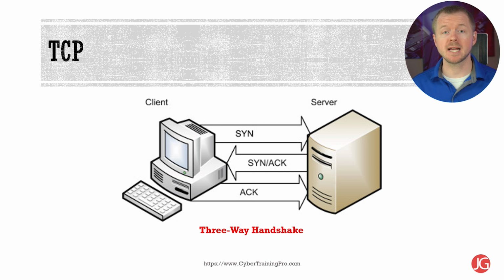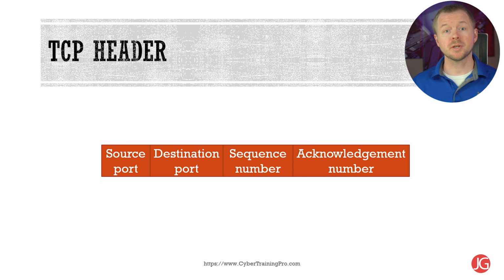TCP breaks data into segments. It gives each segment a sequence number, and then it verifies that all packets are received. Now, if a segment is missing, that system actually can request a new copy of those missing segments. You can see what a simplified TCP header looks like on the screen here.